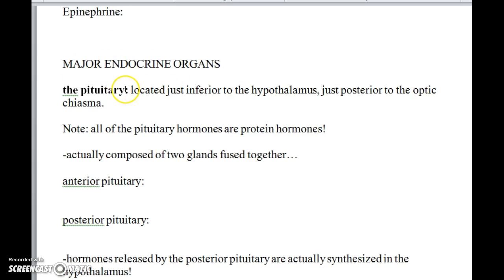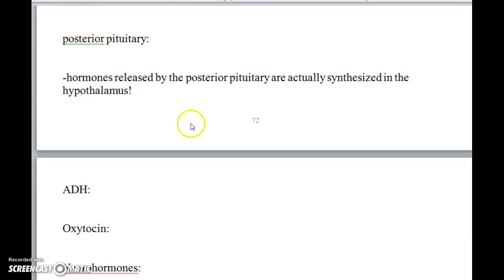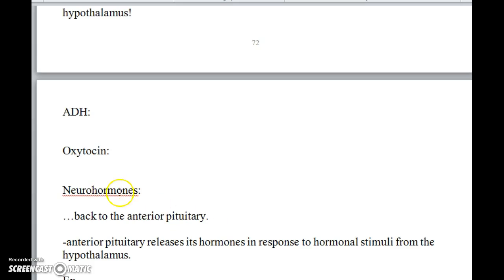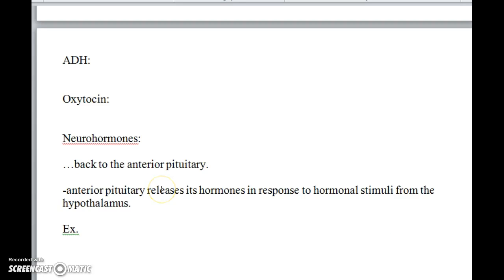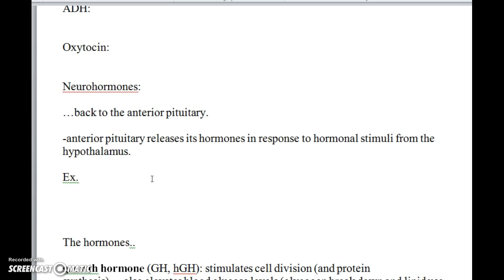Major endocrine organs, we were doing the pituitary gland. Remember there's two parts, there's an anterior and a posterior pituitary. We already did the posterior pituitary. Remember there we got two hormones, ADH and oxytocin, and as time was running out, I think I said that they're both neurohormones, hormones released by a neuron. So the posterior pituitary is made of nervous tissue. The anterior pituitary is made of epithelial tissue.